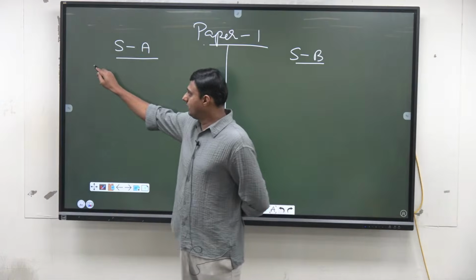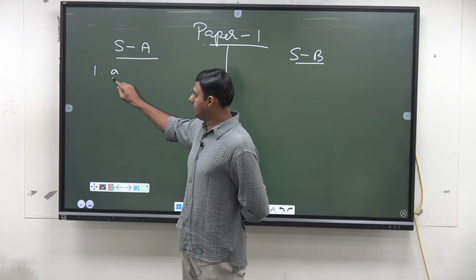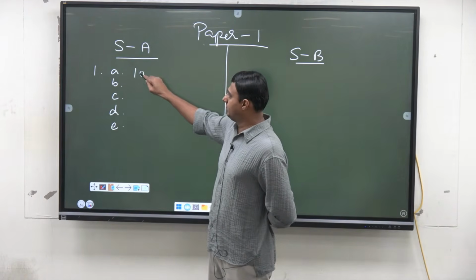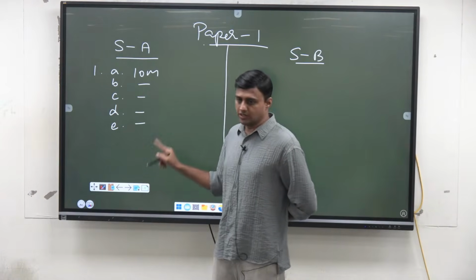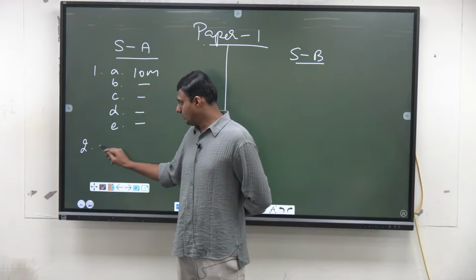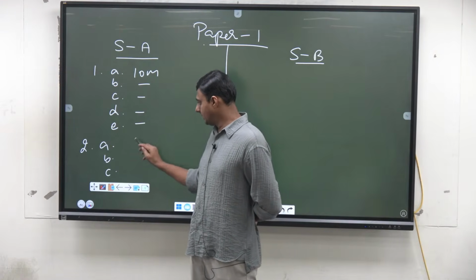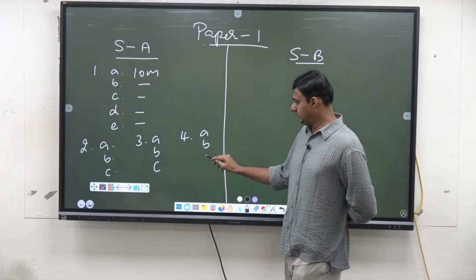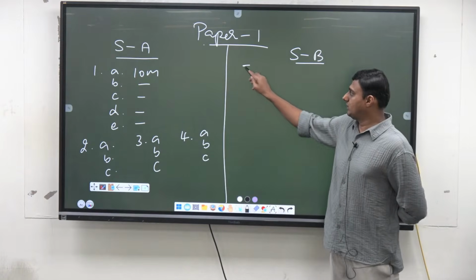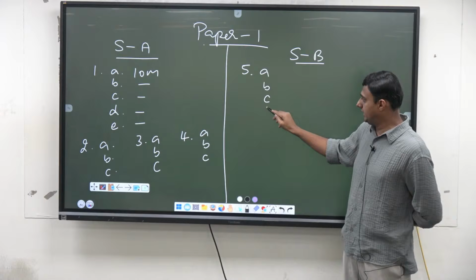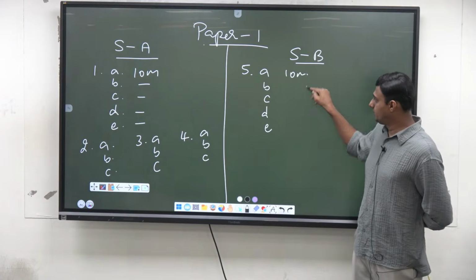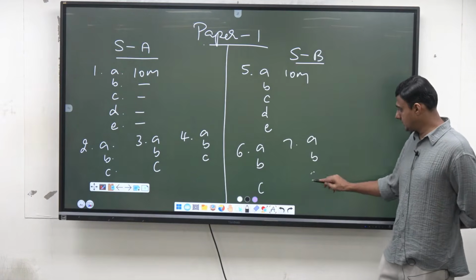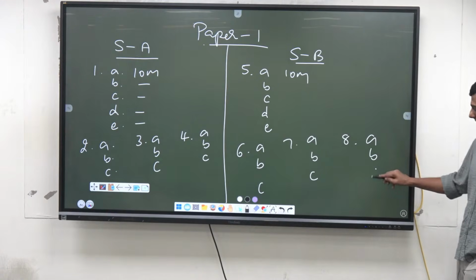Got it? Then you will have question number 1. Within that you will be having 5 parts here. Each part is for 10 marks. That is question number 1. Then question number 2, A, B, C. Question number 3, A, B, C. Question number 4, A, B, C. Clear? Same thing you make it here. Question number 5, A, B, C, D, E, each 10 marks. Question number 6, A, B, C. Question number 7, A, B, C. Question number 8, another A, B, C. Fine?